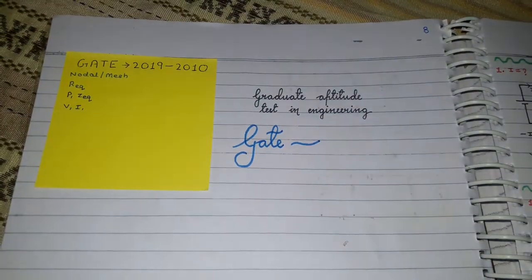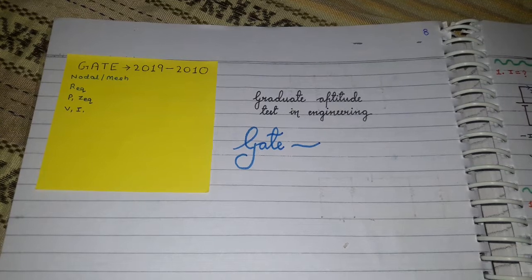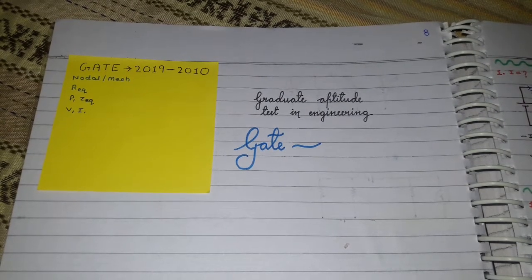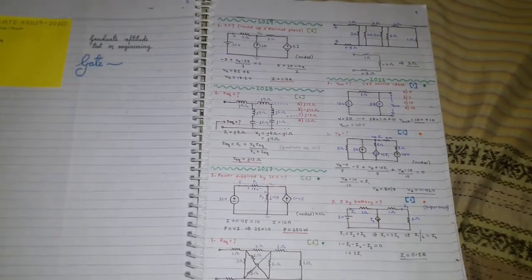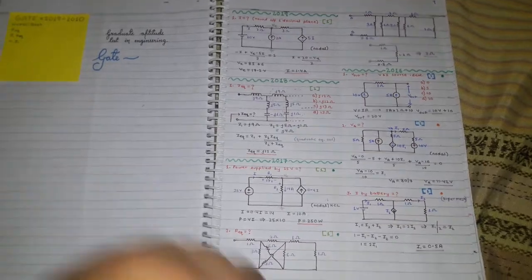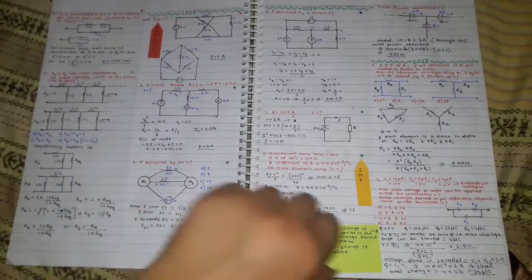Hello guys, welcome to part 1 of previous year's questions regarding the GATE exam, of the topic basics from the subject electric circuits. So this is what I have solved so far. I have solved previous year's questions from the year 2019 to 2010 in reverse order, and there are a total of 22 questions. Okay, you can see.